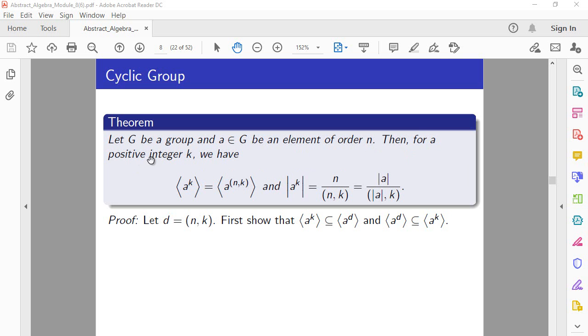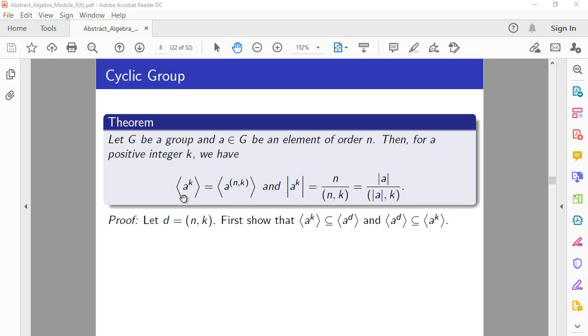For any positive integer k, we have that the subgroup generated by a to the k is equal to the subgroup generated by a to the power the GCD of n and k, and the order of a to the k is the same as n over the GCD of n and k. In other words, the order of a to the k is the order of a divided by the GCD of k and the order of a.